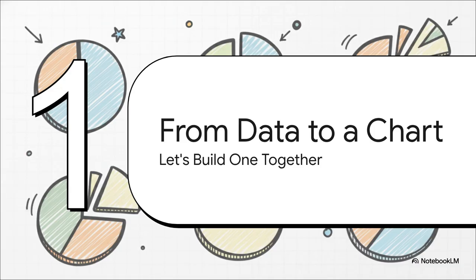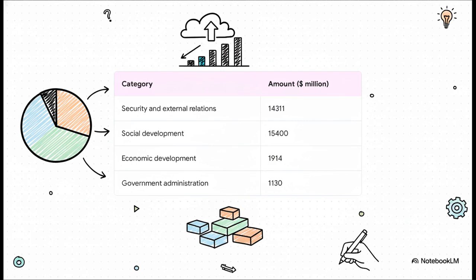All right, enough with the theory. The best way to really get something is to build it yourself, right? So let's walk through step by step how to turn a basic table of data into a proper pie chart. So here's the data we're going to use. The Singapore government spending back in 2021, all broken down by category.